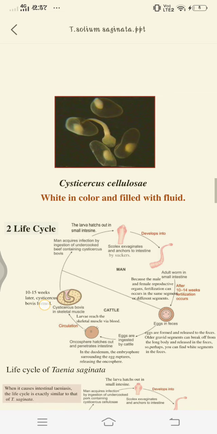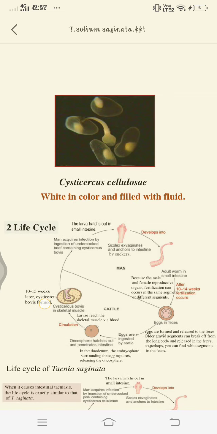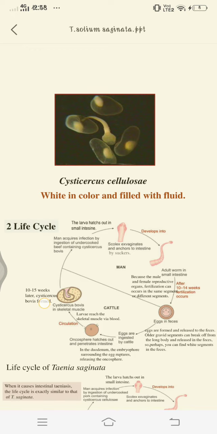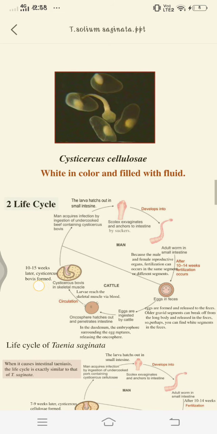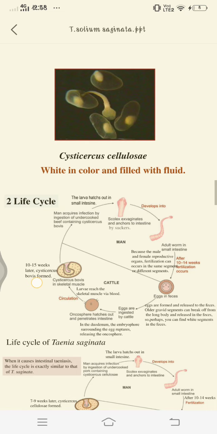And because the male and female reproductive organs are present, being hermaphrodites, the same organs in the same segment or different segments, fertilization occurs. So after 10 to 14 weeks, fertilization occurs and eggs are formed. Of course, once eggs are formed, they come out in the feces of the man. So these eggs are formed and released into the feces.